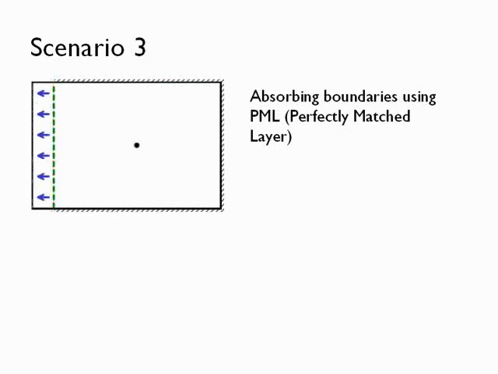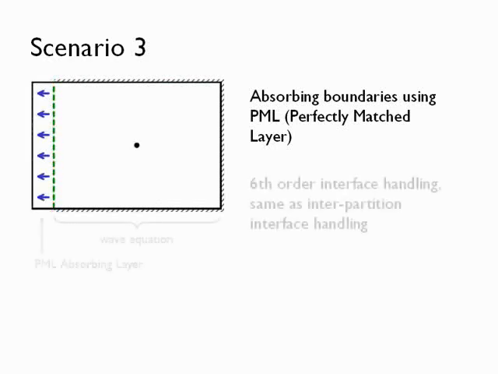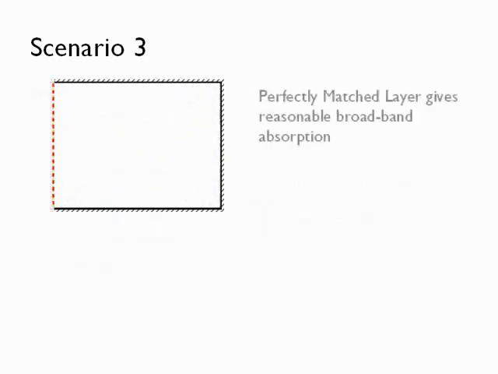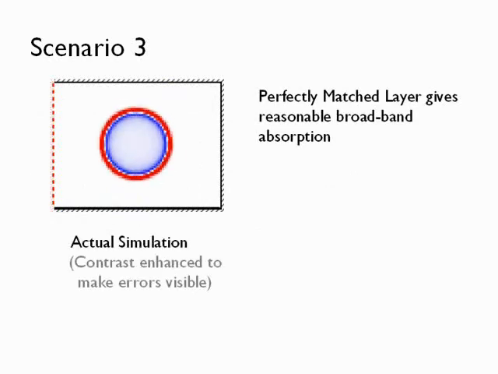To model variable reflectance for different materials and open scenes, we have implemented the perfectly matched layer absorbing boundary condition. We are able to achieve reasonable broadband absorption with our implementation.